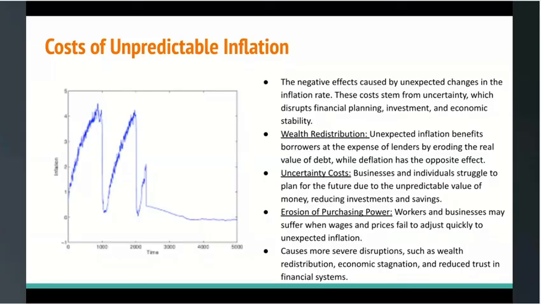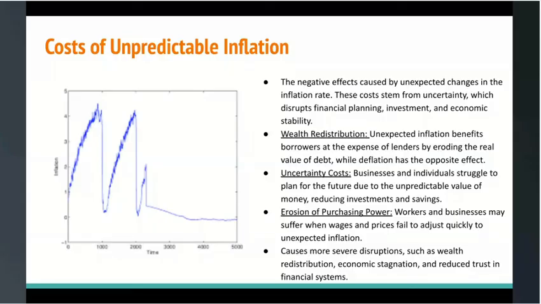Another one is the uncertainty cost. That is when businesses and individuals struggle to plan for the future due to the unpredictable value of money, reducing investments and spending. And the third example is erosion of purchasing power. Workers and businesses may suffer when wages and prices fail to adjust quickly to unexpected inflation. So if businesses all of a sudden have inflation that they did not prepare for, this will be detrimental to most of them because they did not prepare enough in time. That usually will lead to businesses and workers suffering when wages and prices fall.